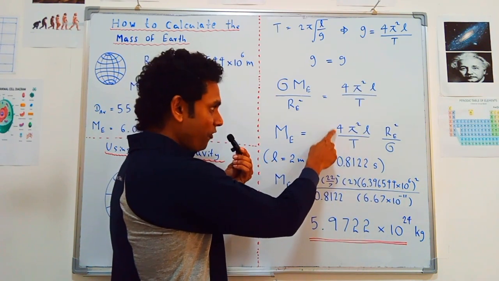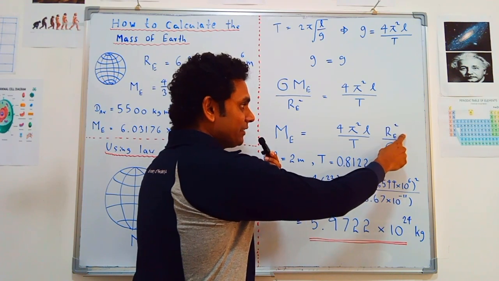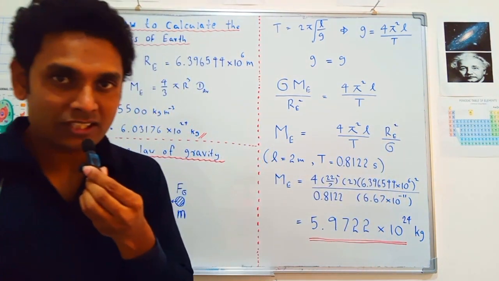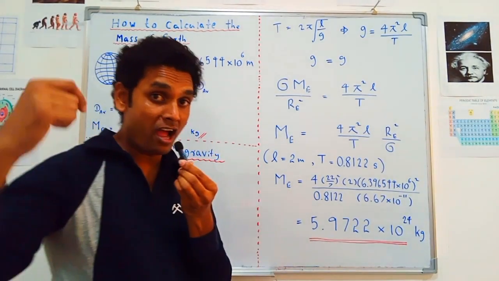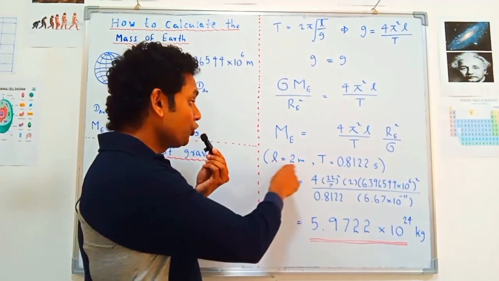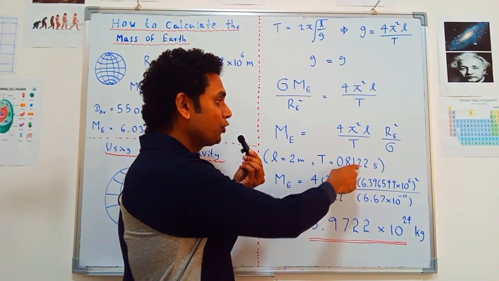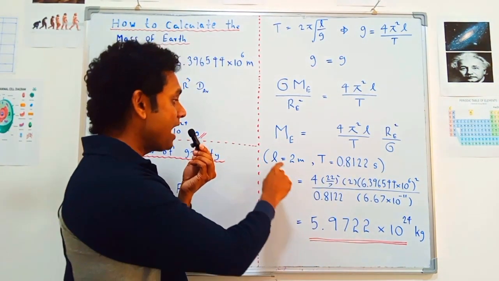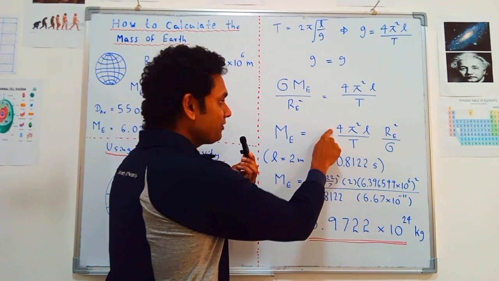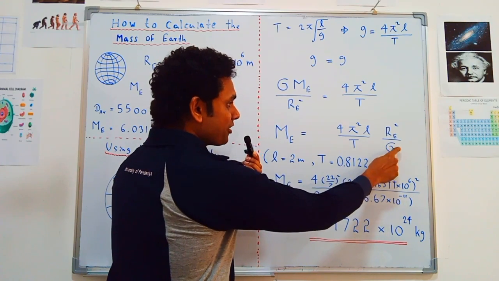Here L is the length of the simple pendulum, Re is the radius of Earth, t is the periodic time, and G is the gravitational constant. We know all these values. In our experiment, we selected a simple pendulum with a length of 2 meters, and we calculated the periodic time as 0.8122 seconds. This one we have calculated from the sunrise method, and G, the gravitational constant, we know.